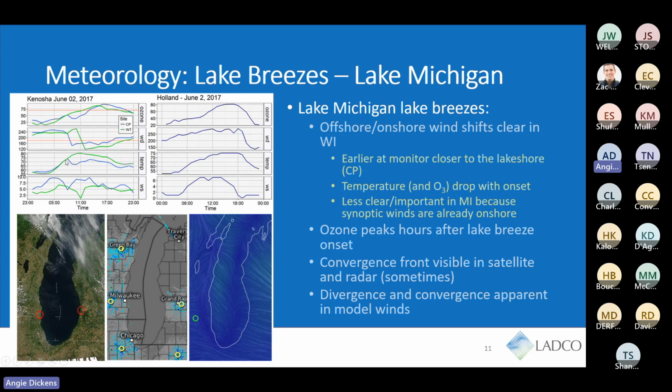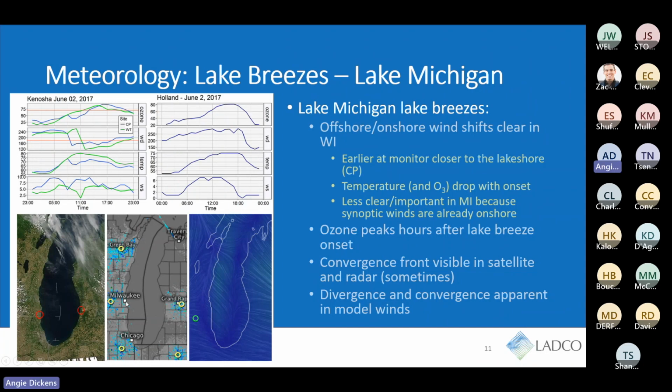Temperatures drop at Chiwaukee Prairie, at the lakeshore site. We have a clear drop in temperature, about 10 degrees, when those winds shift to onshore. There's actually a drop in ozone temporarily, but then you really need that wind shift to get to the really high ozone concentrations later in the day.